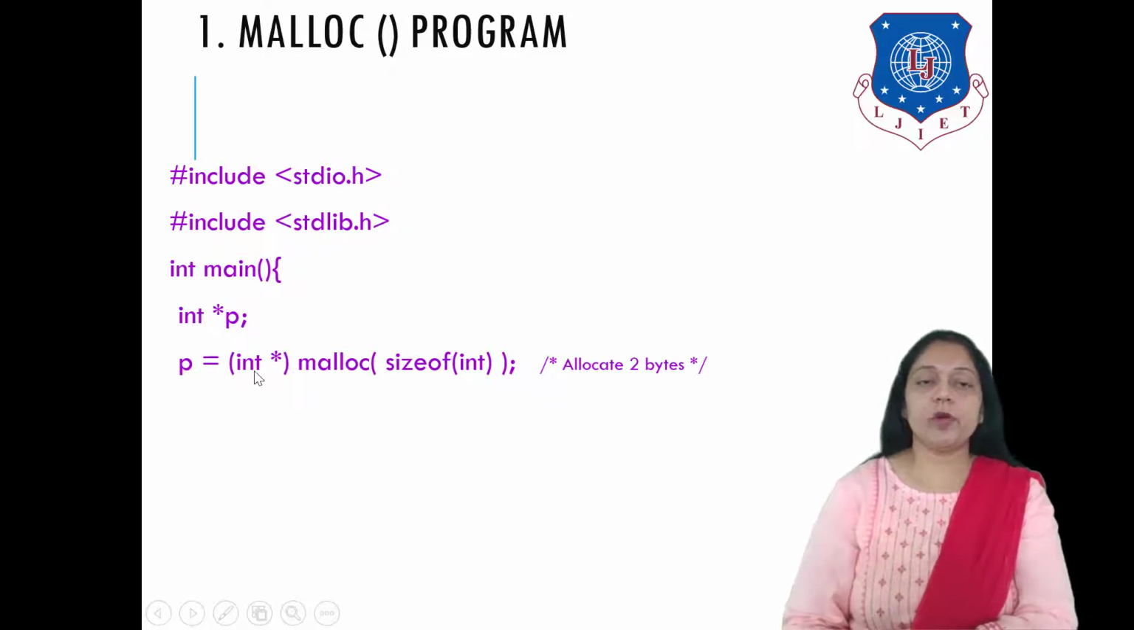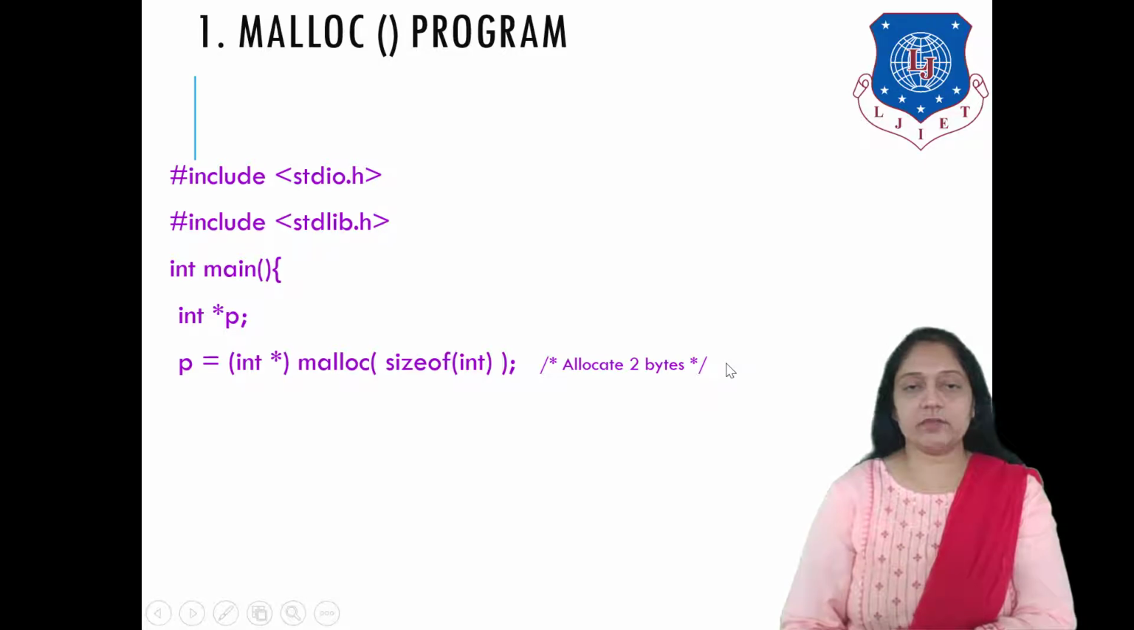As I said, the void pointer has to be converted into another data type pointer. So I'm converting it into an integer pointer. It means at this 2-byte location I can store an integer value, and the address of this reserved memory will be stored in the pointer P. So this is the declaration of P, and this is known as the initialization of P using malloc, or you can say using dynamic memory allocation.